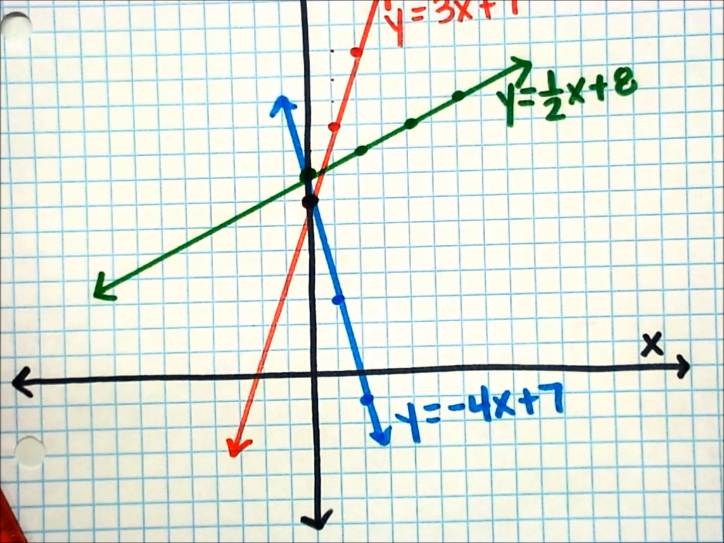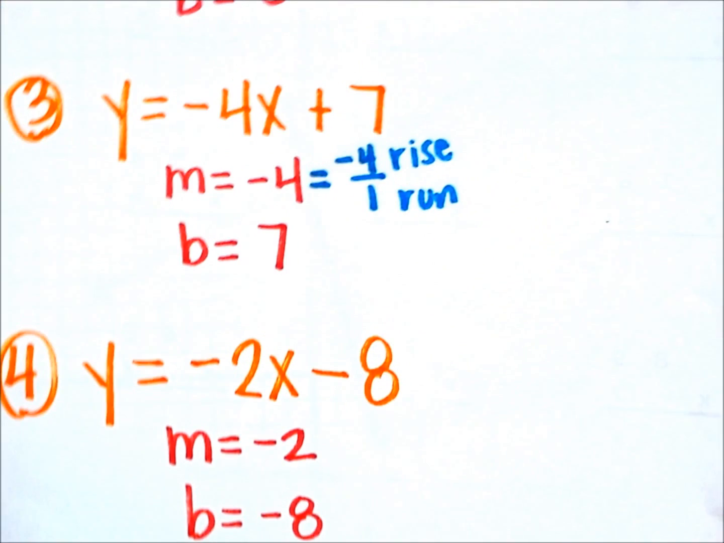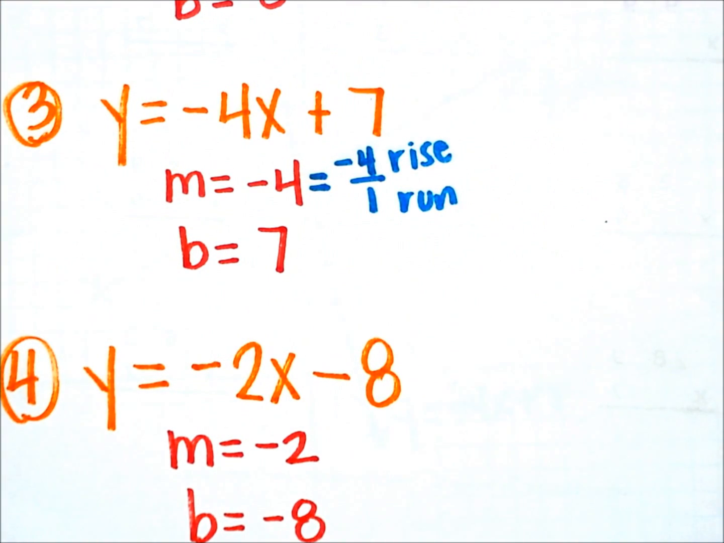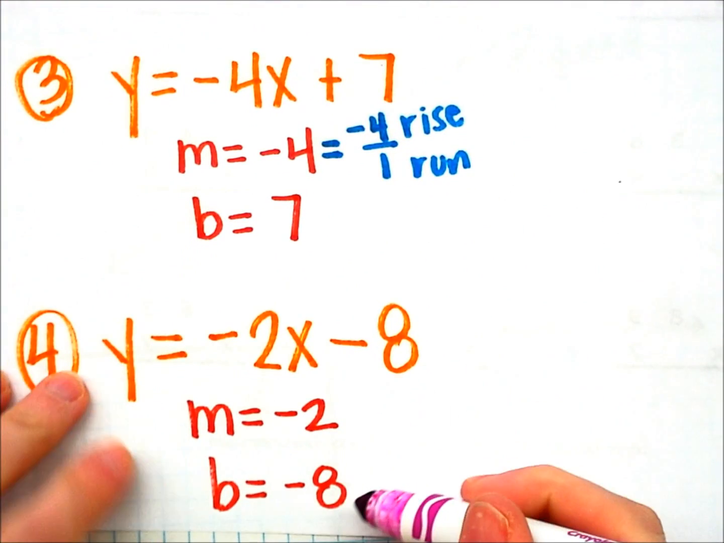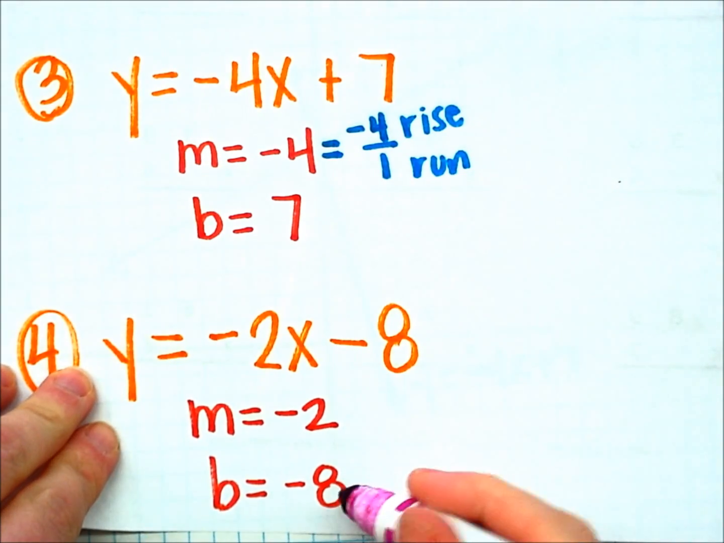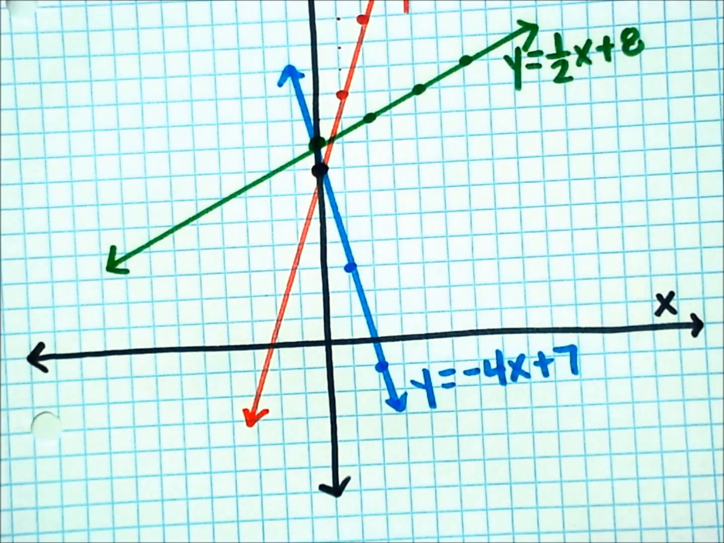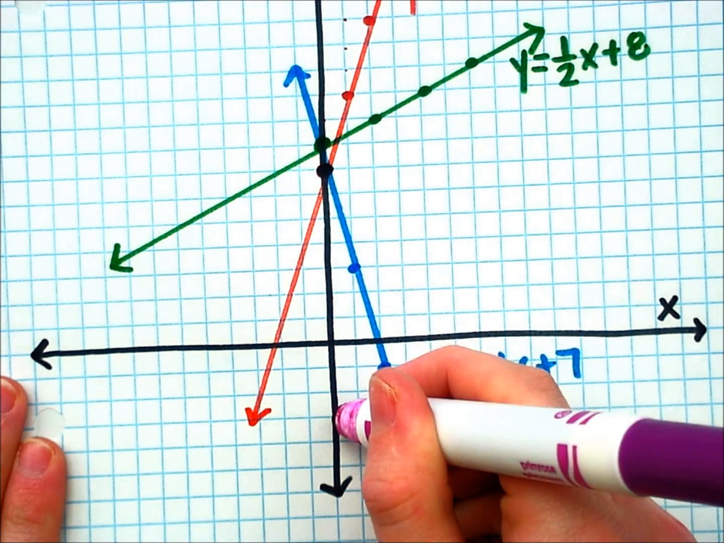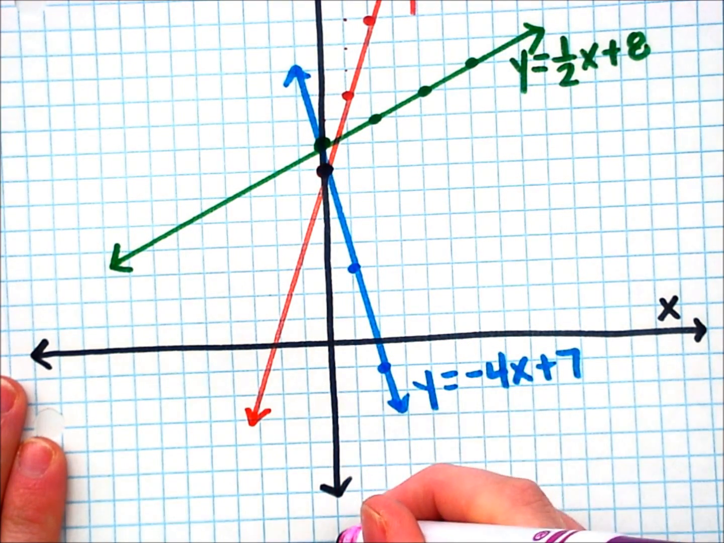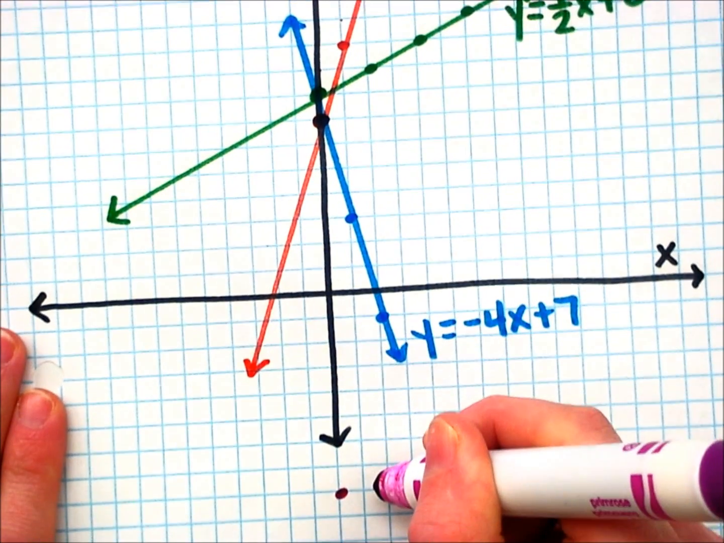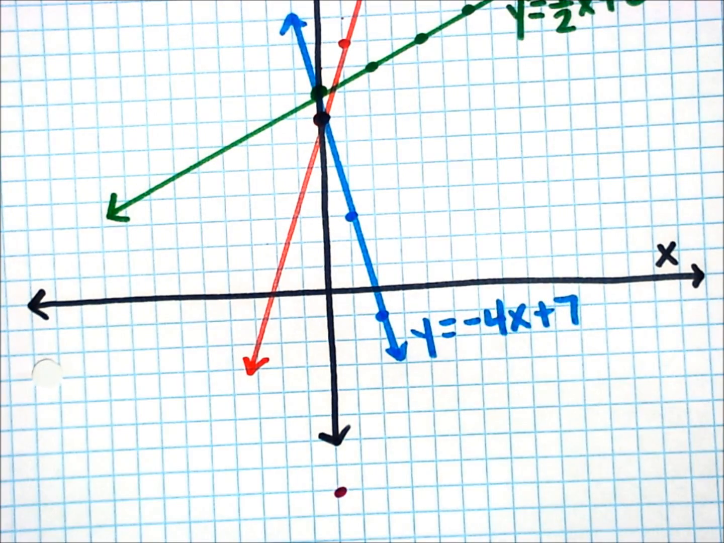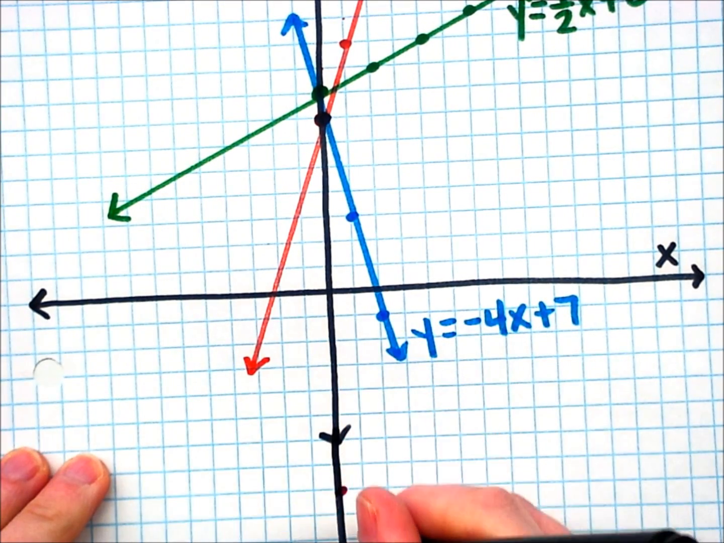And then the last example, number 4, was y equals negative 2x minus 8. Remember that the y-intercept here is negative 8. So I'm going to find negative 8 on the y-axis. 1, 2, 3, 4, 5, 6, 7, 8. So I should have extended that grid a little bit longer. That's okay.